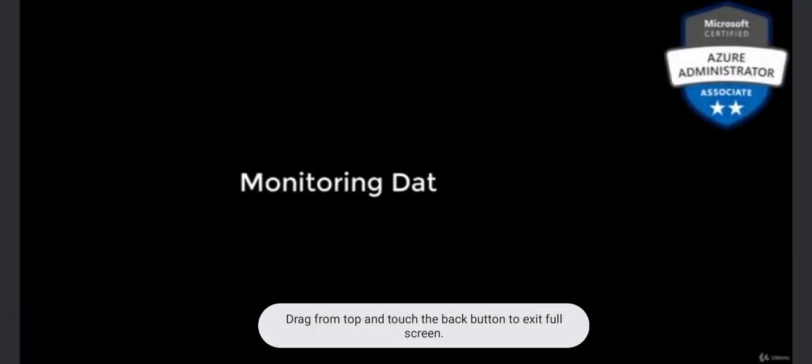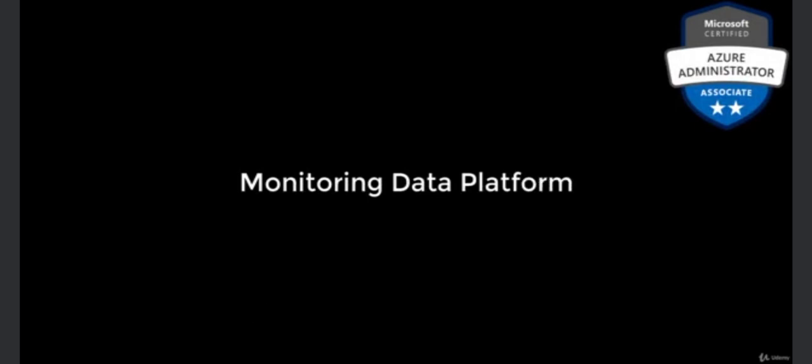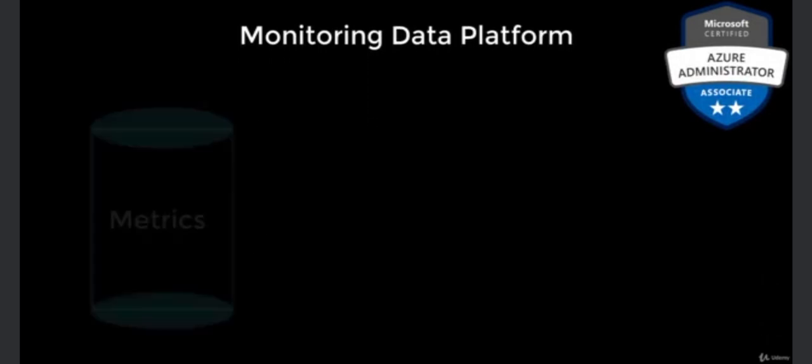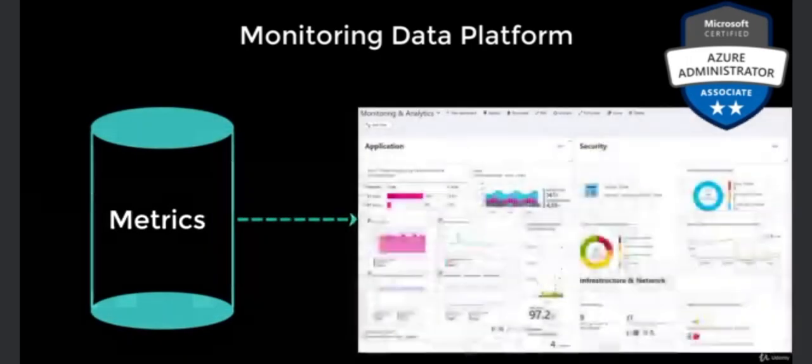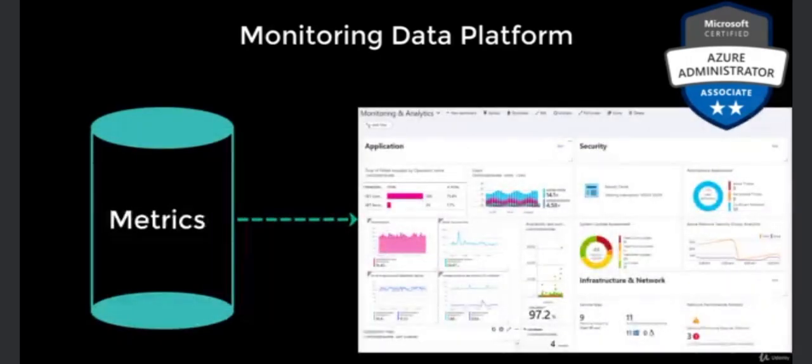All data collected by Azure Monitor fits into one of the two fundamental types, metrics and logs. Metrics are numerical values that describe some aspect of a system at a particular point in time. They are lightweight and capable of supporting near real-time scenarios. Logs contain different kinds of data organized into records with different sets of properties for each type.